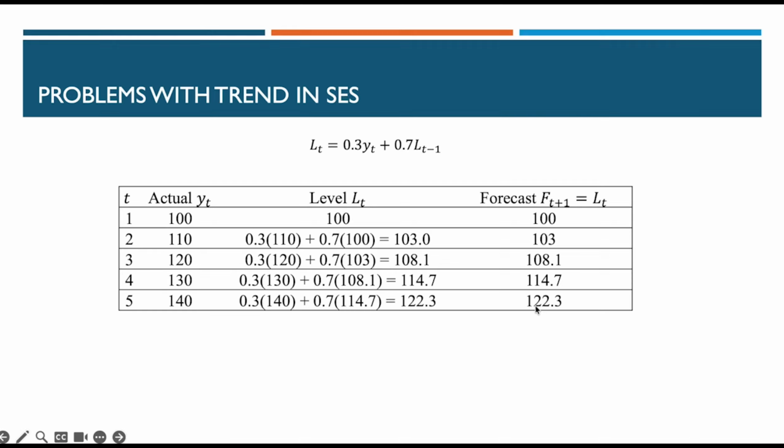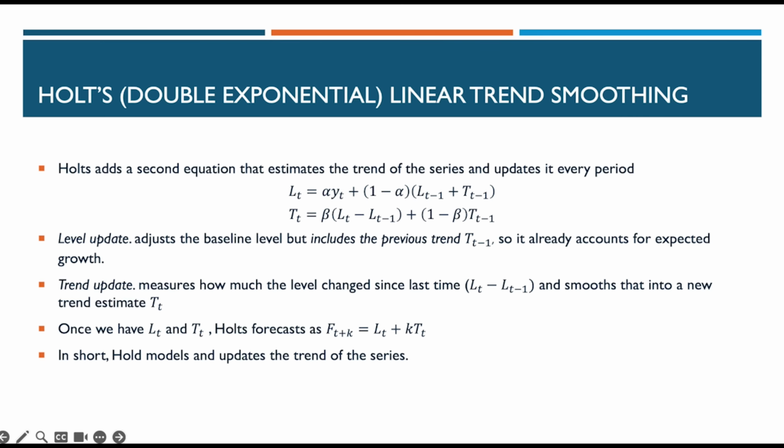And this is the major problem of SES: it lags behind. We are always behind because we rely on the previous values. So the smoothed value Lt is always below the true trend line. And again, to overcome this, we come with Holt's method, which is double exponential smoothing, for a linear trend. So if you have a linear trend, what do you do? We use Holt's linear trend smoothing.